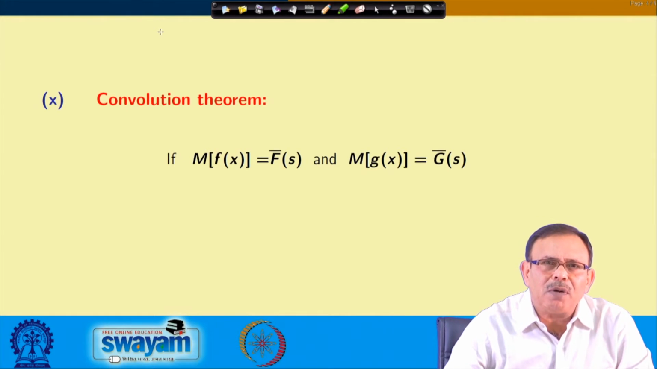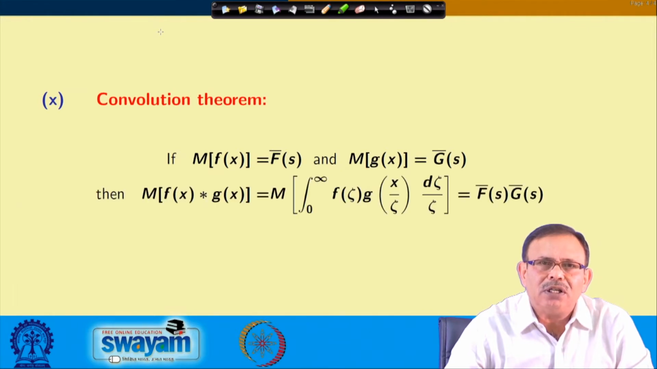If the Mellin transform of f(x) is F bar(s) and the Mellin transform of g(x) is G bar(s), because as you know, for the convolution which we have done for the Laplace transform and for the Fourier transform, we require two functions f(x) and g(x). So we are assuming the Mellin transform of f(x) is F bar(s) and the Mellin transform of g(x) is G bar(s). Then two ways we can define it.